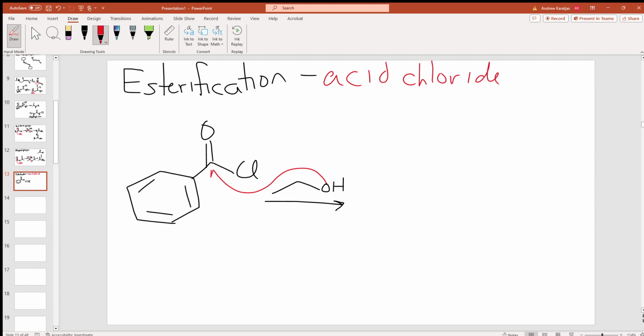The oxygen of the alcohol attacks the carbonyl, pushing the electrons up onto oxygen. This forms the tetrahedral intermediate that we see in every acyl substitution reaction.